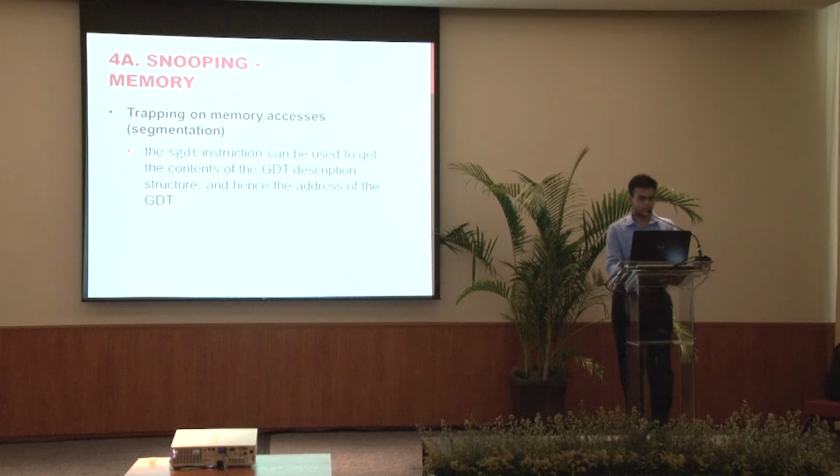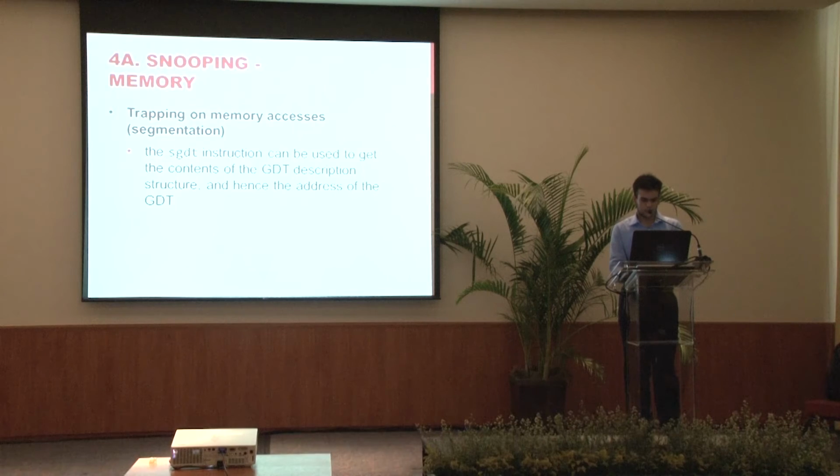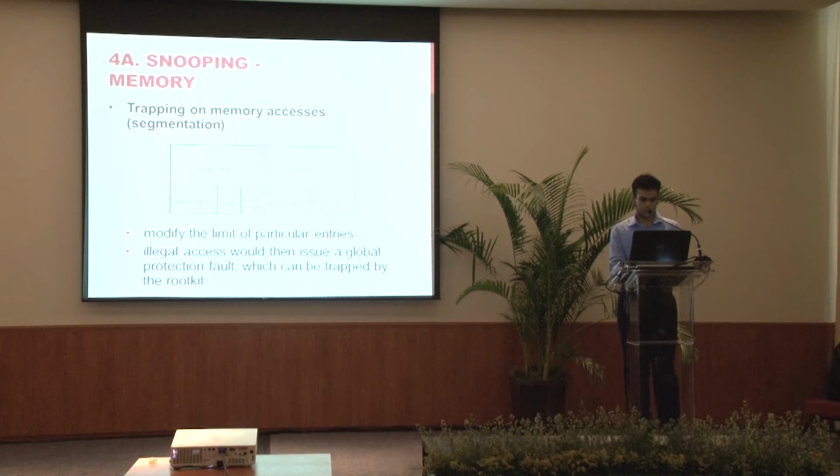And the SGDT instruction can be used to get the contents of the GDT descriptor structure. So once you do that, you get the structure at the bottom, the size of the GDT, and the location of the GDT. And with that, you can effectively modify the limit of any particular segment entry in the GDT. And then when you try to access the memory described by it, it would issue a general protection fault, which can be again trapped by the rootkit.